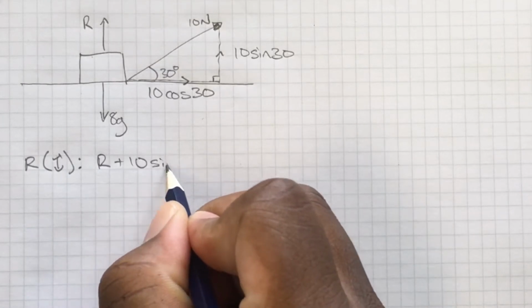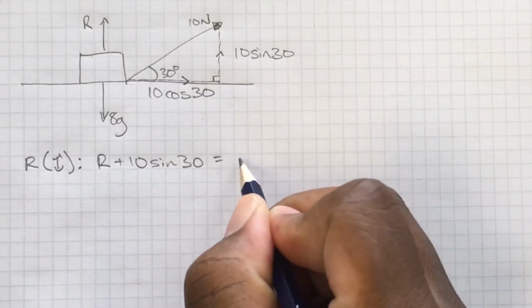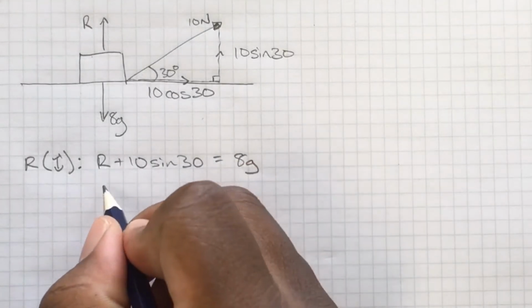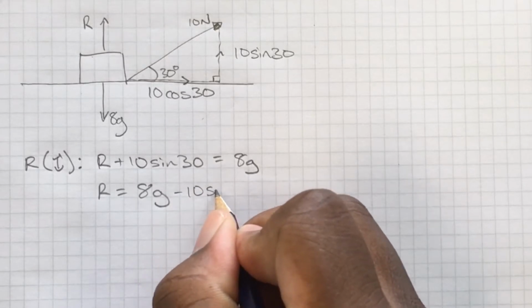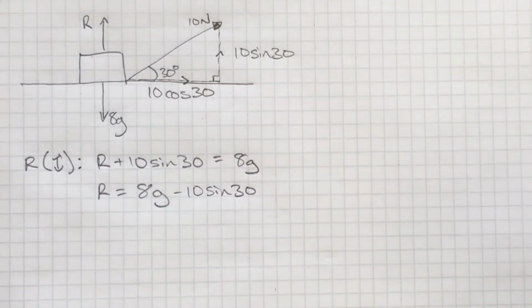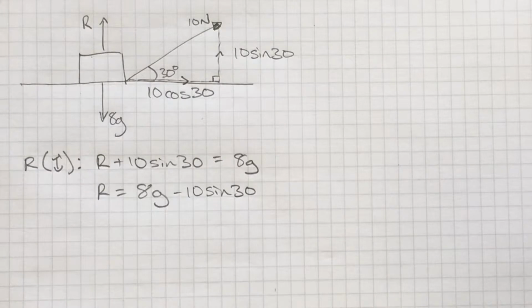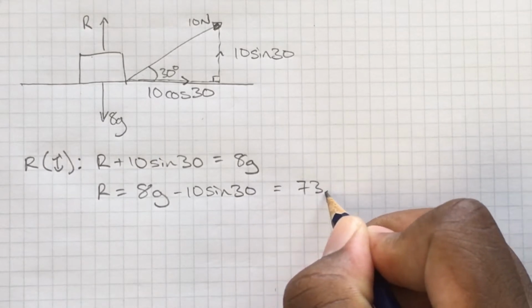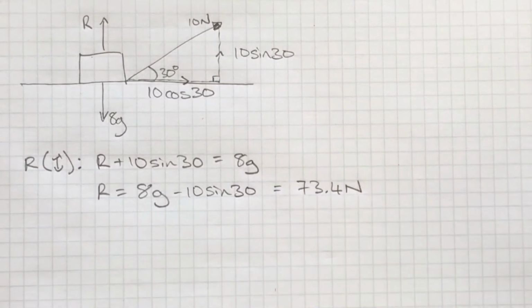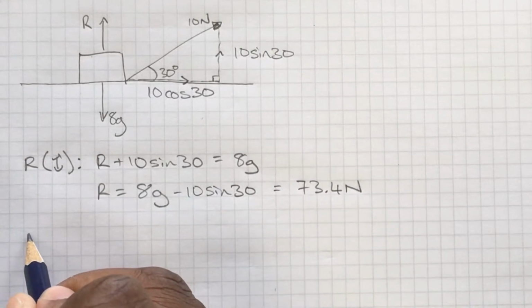There are three vertical forces: the reaction force, the weight 8g, and the vertical component of the force. So the two going up equal the one going down. R plus 10 sine 30 equals 8g. Rearrange to make R the subject, and we'll just punch it into our calculator. And at this point, a quick reminder, our calculator should be in degree mode. For applied, we always work in degrees. Don't worry about radians. So, punch that into the calculator, we get a reaction force of 73.4 newtons.